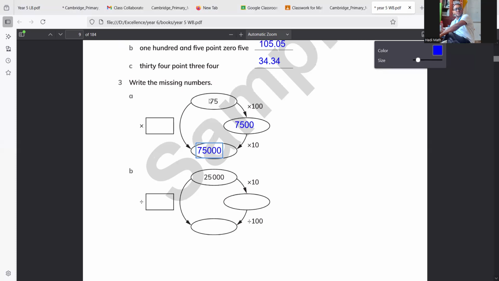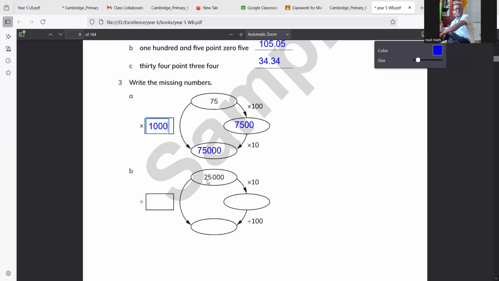Then they say 75 multiplied by which number gives you 75,000? Remember, it was 75. We multiplied by a number, and it becomes 75,000. That means we add 3 zeros to the 75. That means we multiply here by 1,000. Let's go to part B.